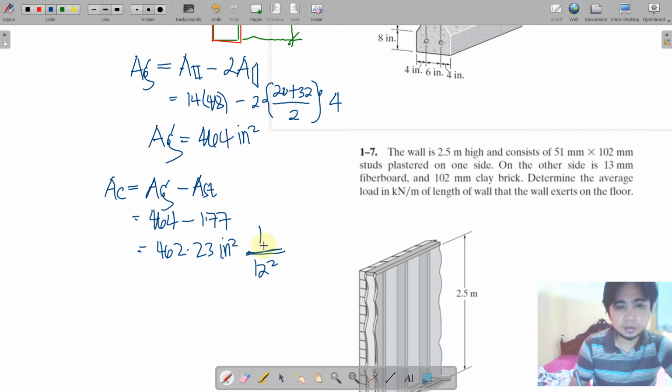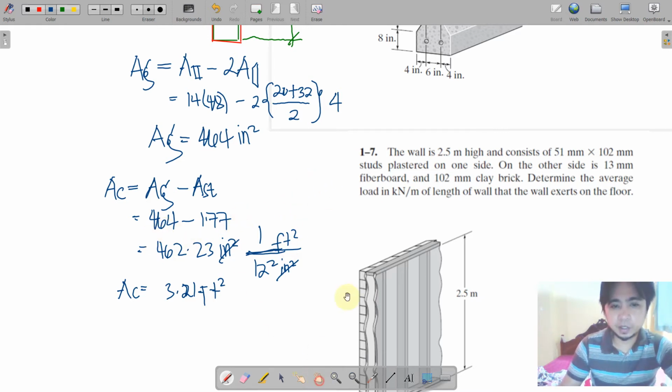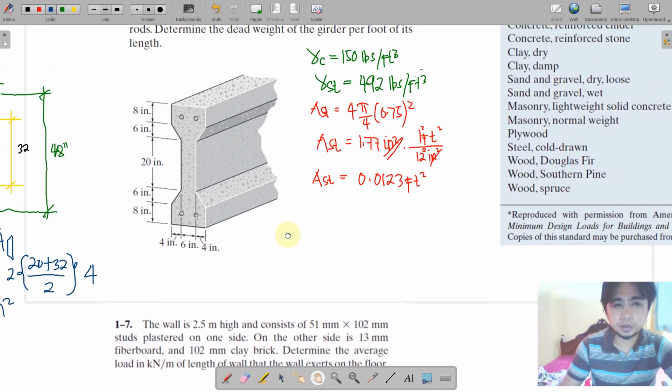So that we will come up with the feet squared unit. So 462.23 divided by 144 is equal to 3.21 square feet. Okay, so knowing the areas of the concrete, we are now ready to determine, of course, the weight of those materials.